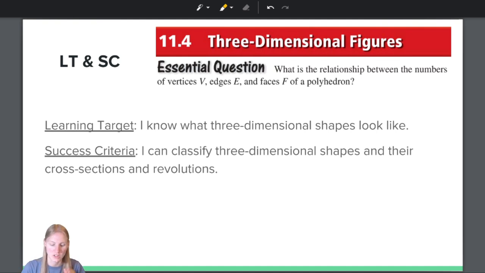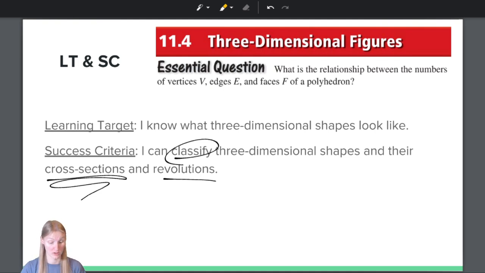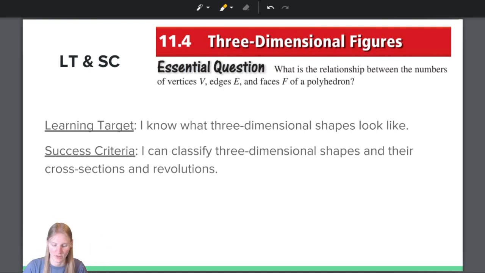So throughout this video, we are going to learn what 3-dimensional shapes look like. We're going to talk about different shapes. We're going to name different shapes. So we're going to classify them, 3-dimensional shapes. We're also going to look at their cross-sections and revolutions. These are fun. The classifications are fun. They're not too bad. They're not too difficult once you get the hang of them. The cross-sections takes a little bit of brain power, but it's so cool.